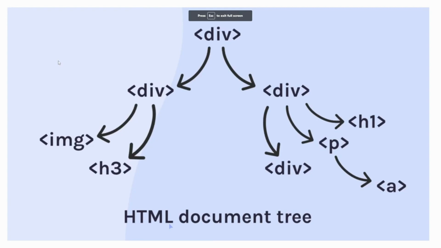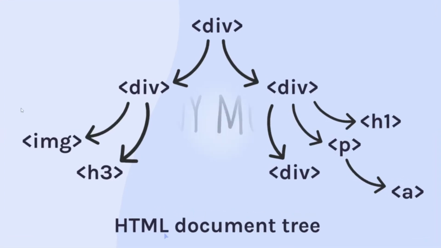See, this is the HTML document tree, and here is the biggest div, and inside this div we are having two divs, and inside this div we are having an image and an h3 tag, and inside this div we are having three different things, and inside this p tag we are having an a tag. But currently we are not aware of the a tag, and soon you will learn about it.